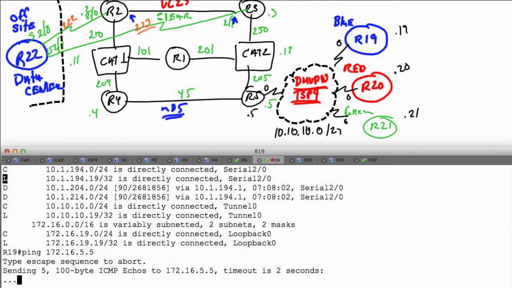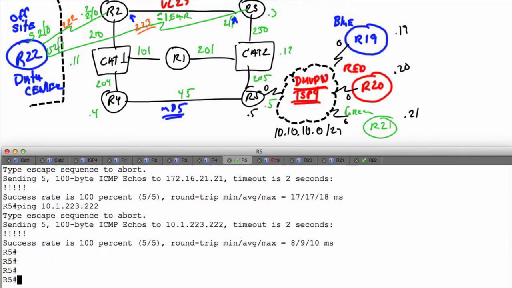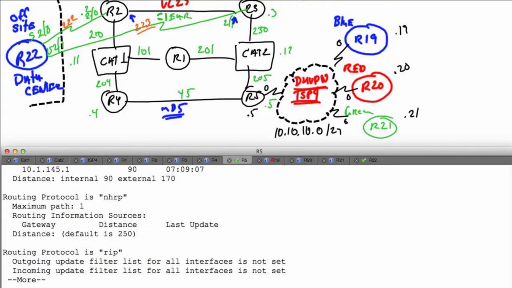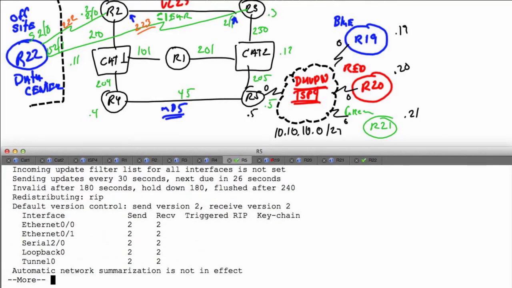So let's take a look and see what's happening. Let's go over to R5 and let's make sure that we didn't fat finger anything. Show IP protocols. Okay, now I'm going to, let's see, do I really want to do that? I'm going to just move over. No, we'll leave it the way it is and we'll just sort through it. Okay, here's my RIP. Now notice here it tells me automatic summarization is not in effect. It tells me I'm running on tunnel 0, I'm running on loopback 0, I'm running on serial 0, I'm running on Ethernet 1, and I'm running on Ethernet 0/0.